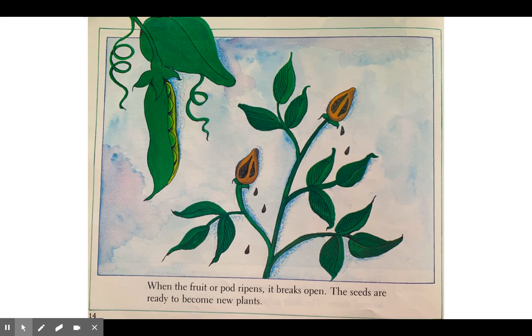When the fruit or pod ripens, it breaks open. The seeds are ready to become new plants. Here we can see those peas inside. Can you see the seeds in here?